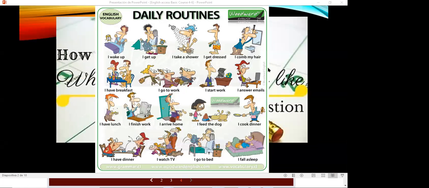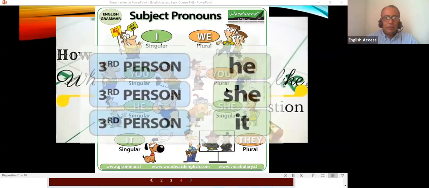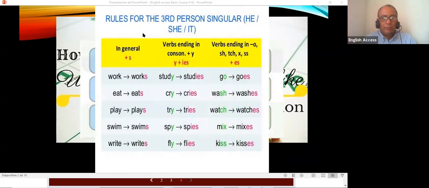Ok, vamos a ver. Y acá, para third person, he, she, or it, these are the rules. Remember this one. We are going to see that in the book too. For third person, he, she, or it, in general, we add an S to the end of the verb. En general, se le agrega una S al final del verbo.